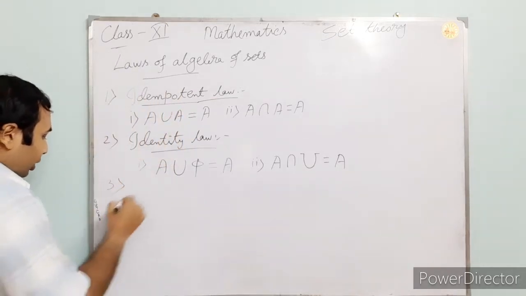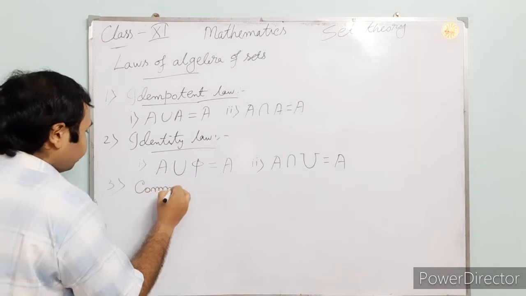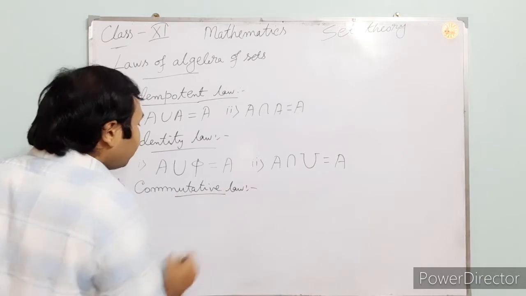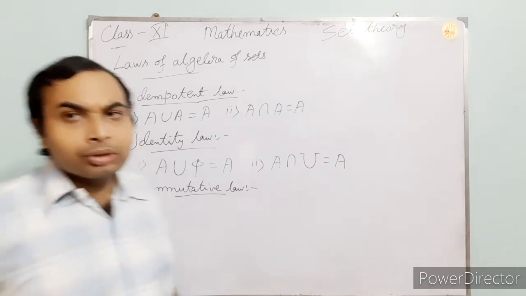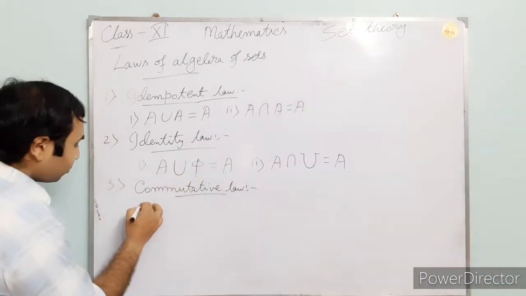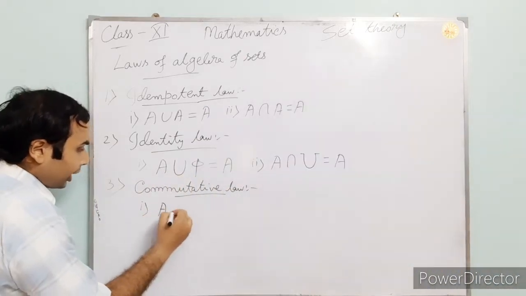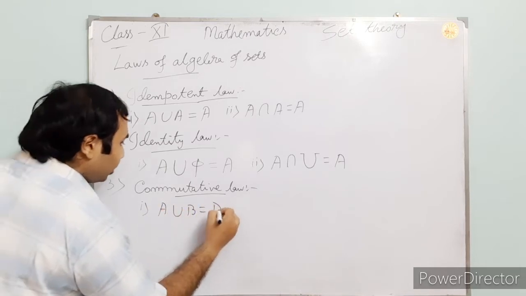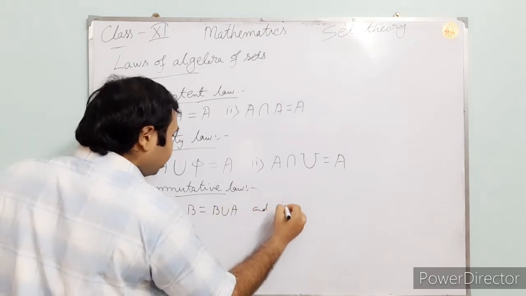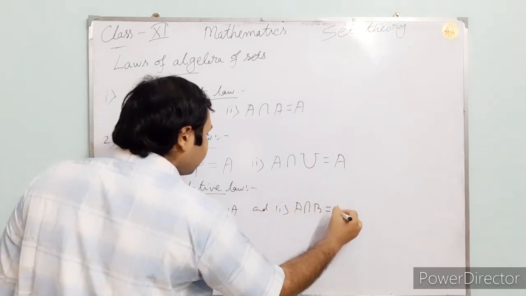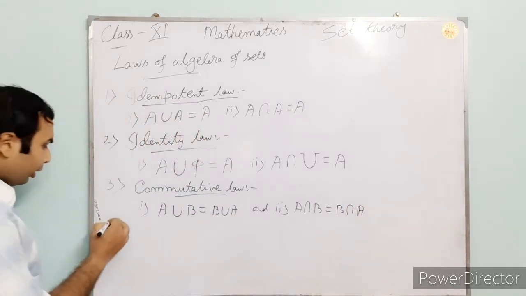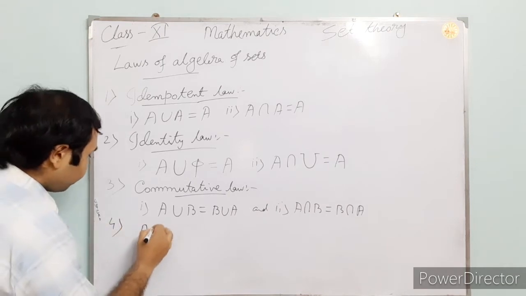Number 3, commutative law. You are well known about this law, what the operations and rules are. If A and B are two sets, then A union B equals B union A, and number 2, A intersection B equals B intersection A. Very easy rule, nothing to describe here. Number 4, associative law.